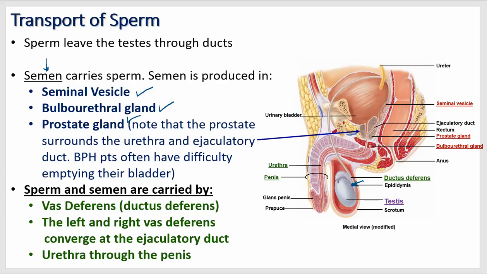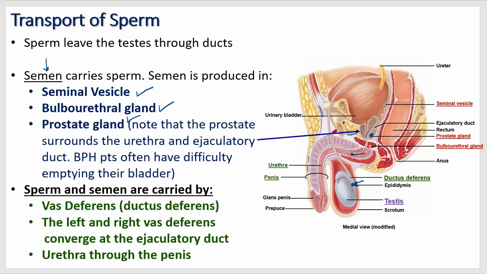Okay? So seminal vesicles. If we go over here and find them, seminal vesicle here, kind of sits there under the bladder. And then you can see that it can release semen into the urethra. The bulbourethral gland sits down here and will also put semen into the urethra. And then the prostate gland sits right here. This kind of surrounds the urethra and can also push semen into the urethra.